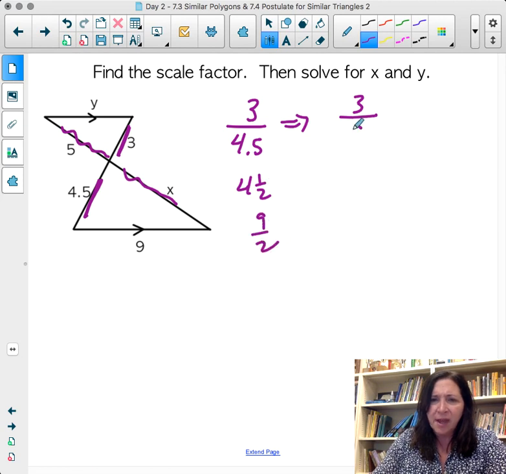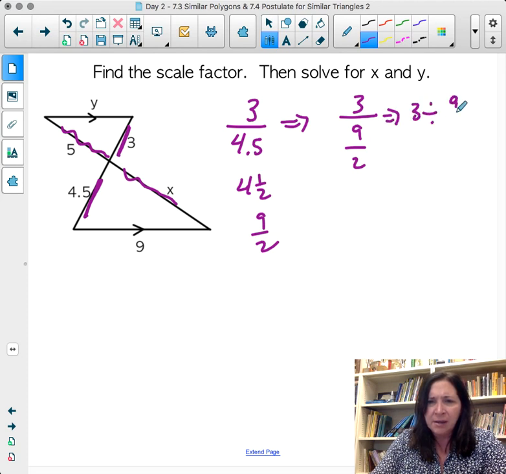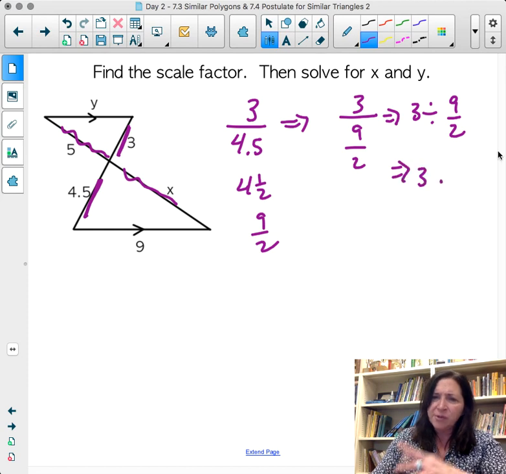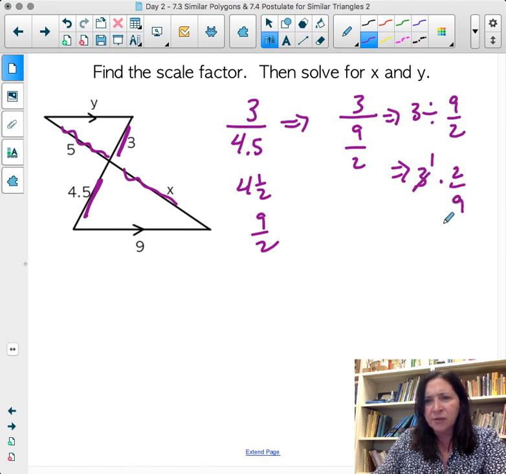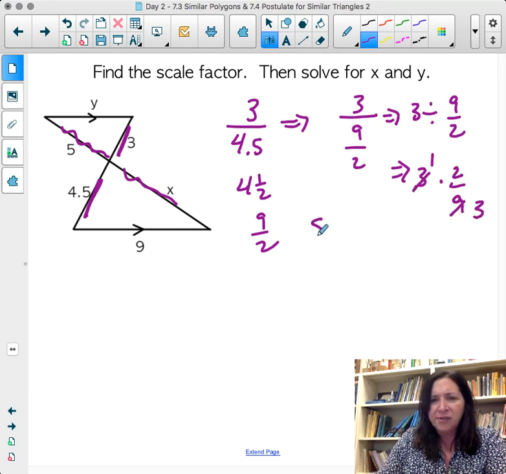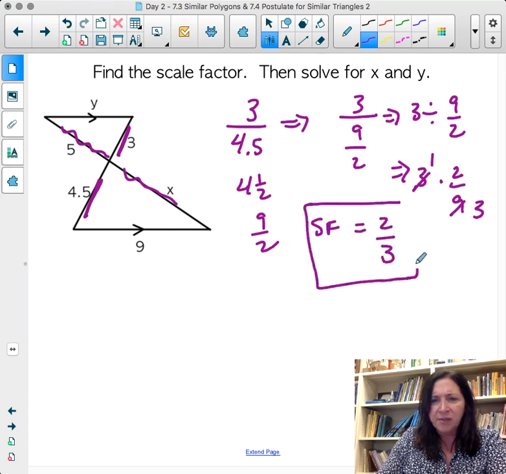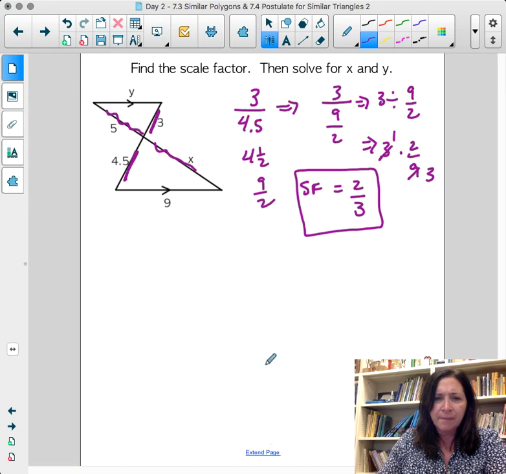Okay, so we're going to fix that. See that? That's what I have right now. And what this says is 3 divided by 9/2. Well, that's actually 3 times the reciprocal. You multiply by the reciprocal when you're dividing, 2 over 9. And so 3 cancels into 1 over 3. So my scale factor is actually equal to 2 over 3. Okay, so that's an important way that you found that.